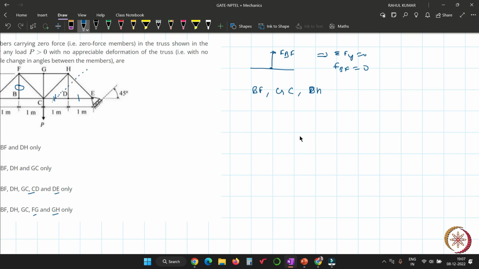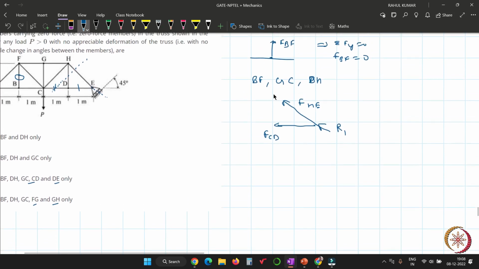Cut the section here. Then you will have the situation like this, right? You have the force FHE, and here you have the force CE. You can see that CD or CE will be the same, because if there is no force in the DH, you can write CD. And here there is a reaction force by this roller support, and that reaction force is directly along the member HE, and suppose that is R1.